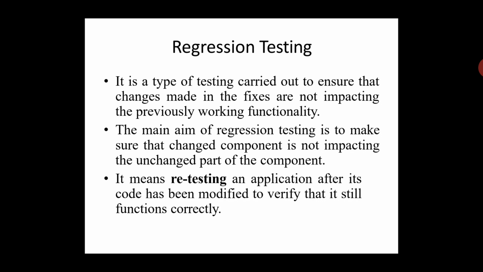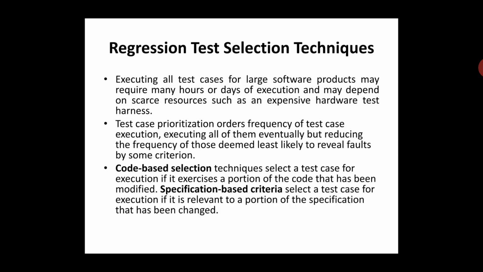So a regression test ensures that after changing the code, the code is still actually working. If it is not working, then you need to make other changes so that the program works. That is nothing but regression testing. So here we also have different selection criteria, different selection techniques regarding regression testing. So let us concentrate on those techniques.